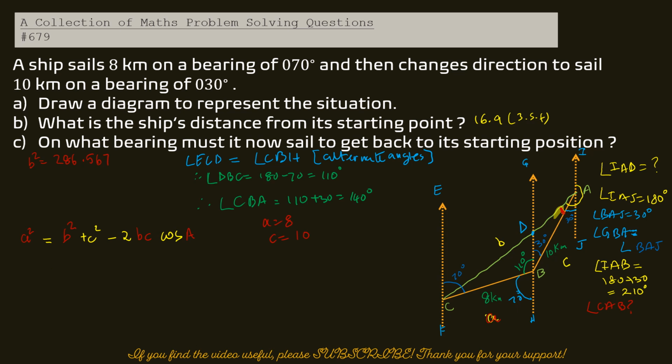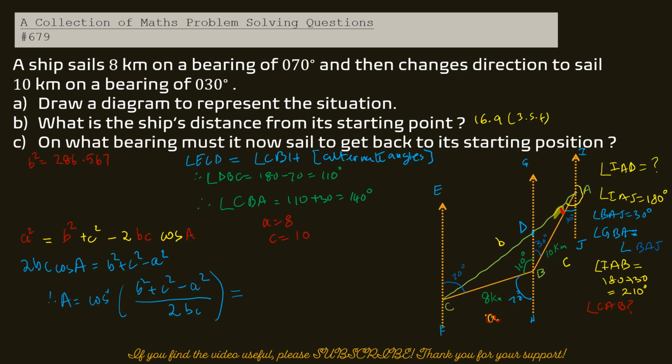So we have to bring this to the other side. 2BC cos A equals B squared plus C squared minus A squared. Therefore A will be cos inverse of B squared plus C squared minus A squared, divided by twice BC. So I have to work this out first and then I will apply the cos inverse.